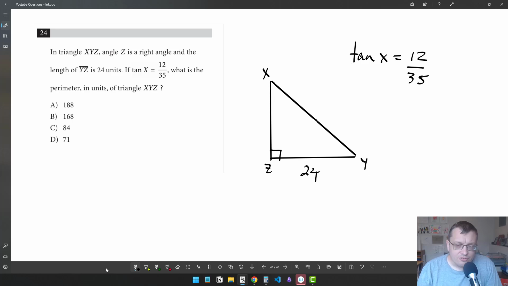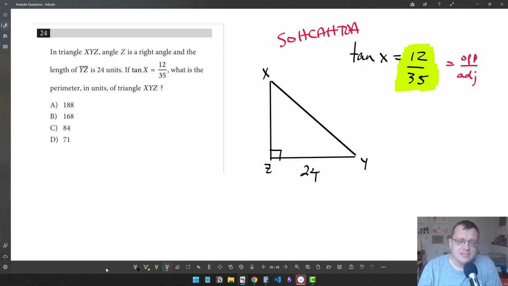So the first thing to remember here, very important on these harder trig problems, is when we're given this trig value, tan of X is 12 over 35, we know from SOHCAHTOA that tangent is opposite over adjacent. So you might be tempted to say the side across from the X is 12 and the adjacent side, which would be XZ, is 35, and cool. But we run into a problem. We already know the side across from X is 24. So there seems to be a contradiction here, but there really isn't.